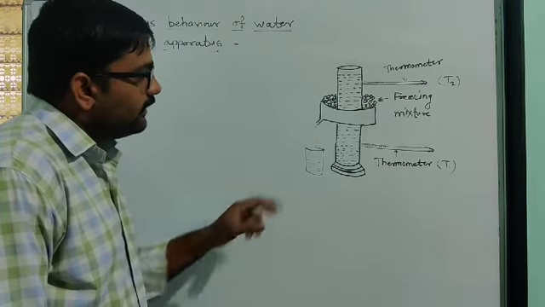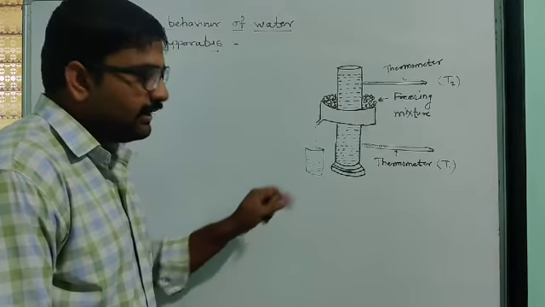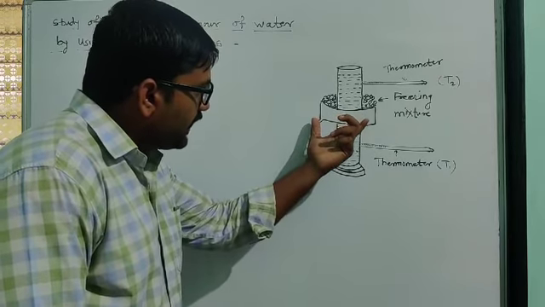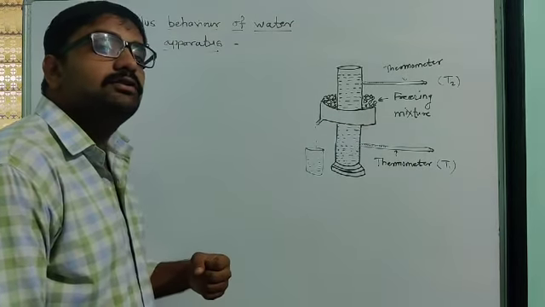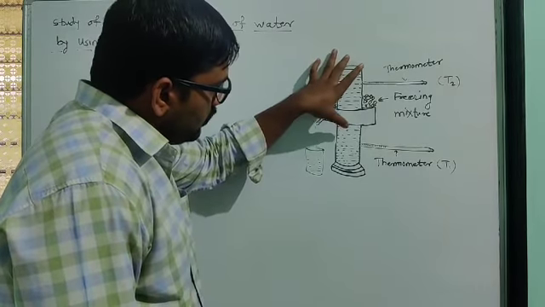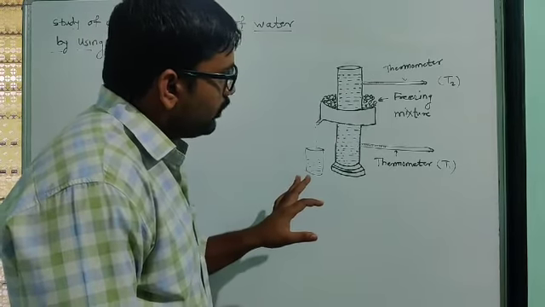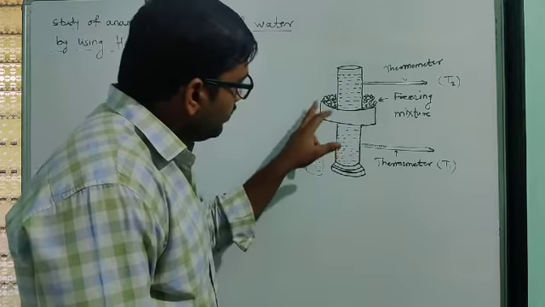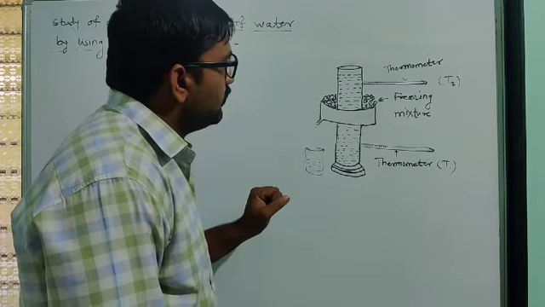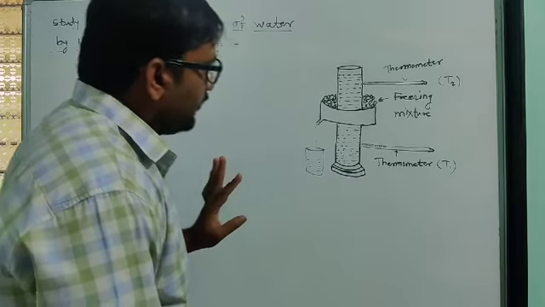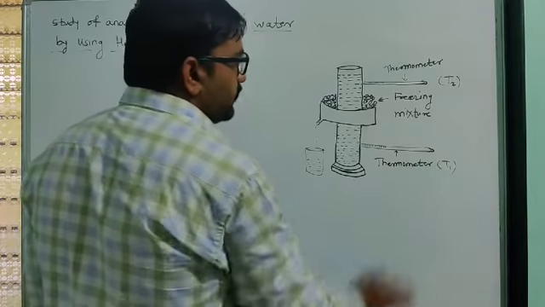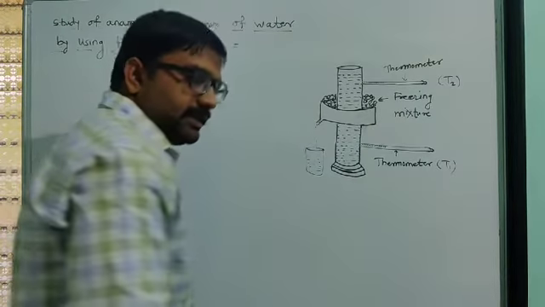Just look at it, very simple. One cylindrical tube is there in between, placed vertically. Then one cylindrical bowl is fitted at the middle position of this tube. Then two thermometers are there. We call this thermometer 1 and this is thermometer 2.